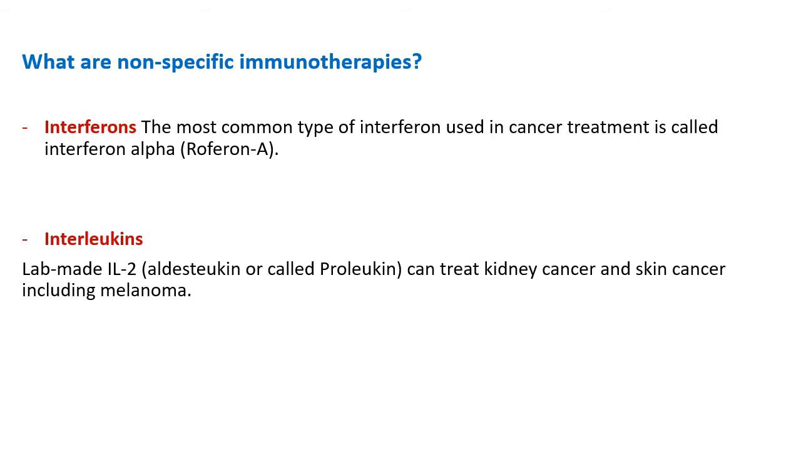Interleukins also help. What are interleukins? They are proteins used in communication between immune cells. Also, we can synthesize interleukin in the lab, such as lab-made interleukin 2, which we call Proleukin. It can treat kidney cancer, for example, and skin cancer, including melanoma. Also, there are side effects, including weight gain, low blood pressure, and some people experience flu-like symptoms.